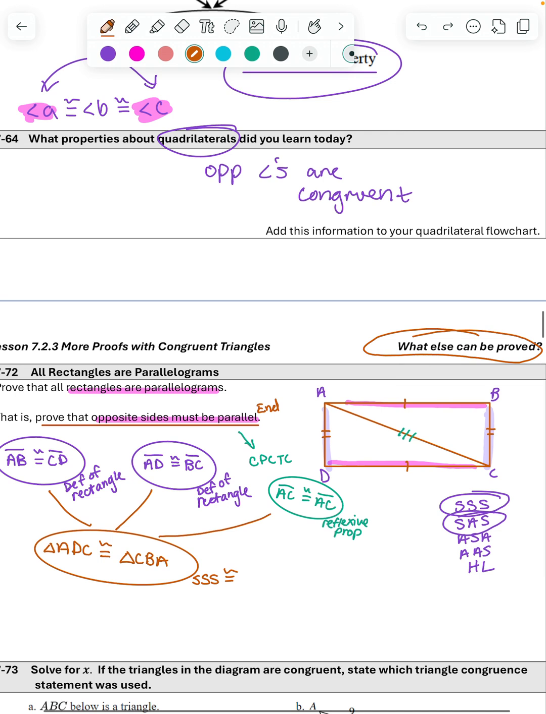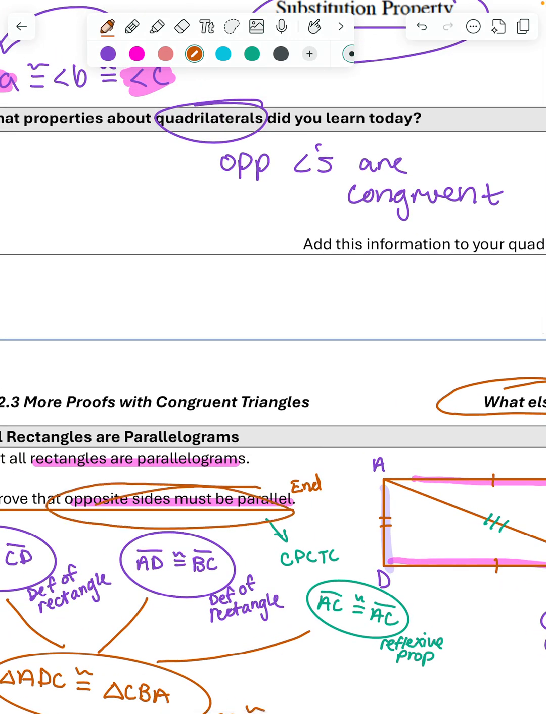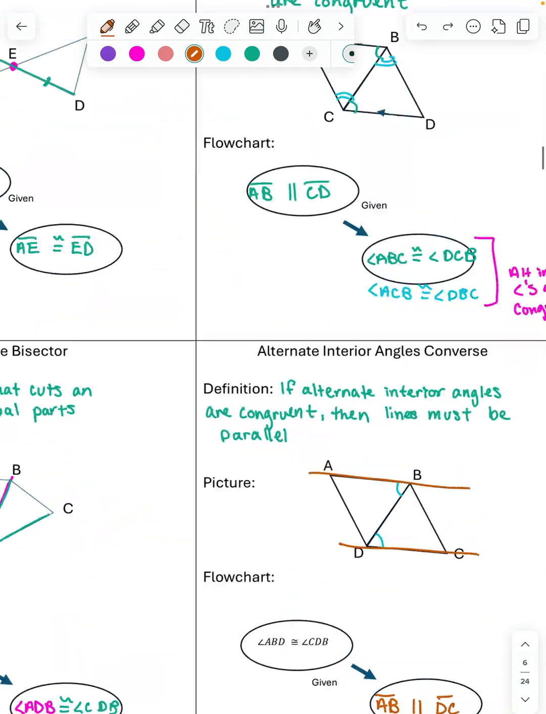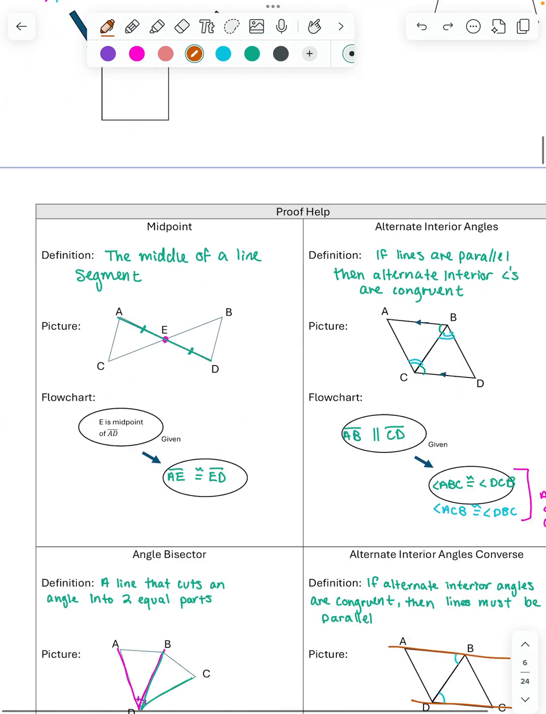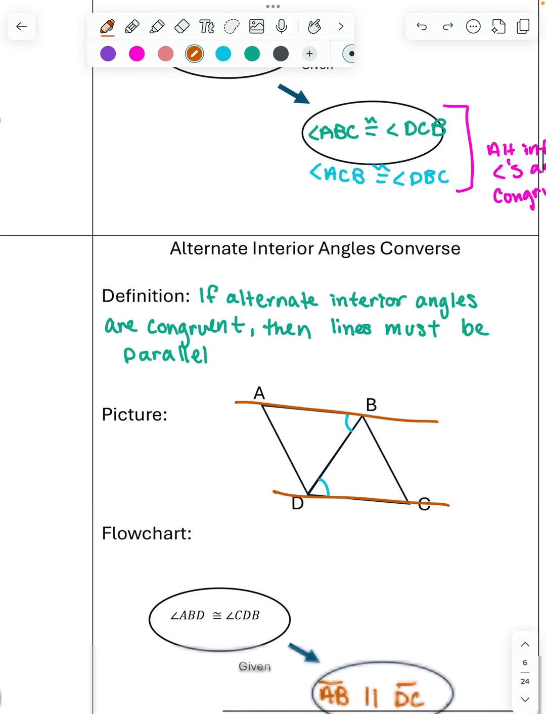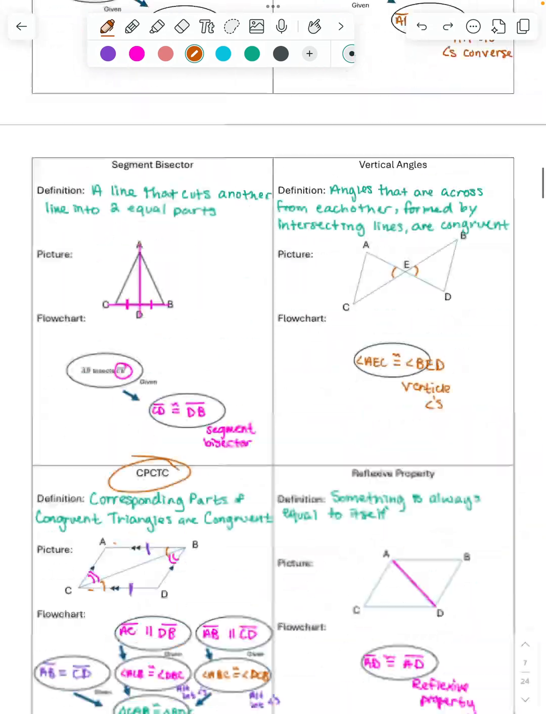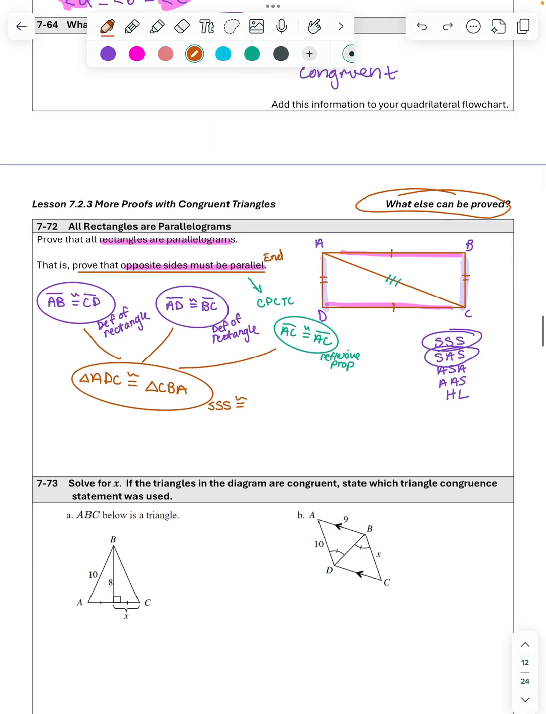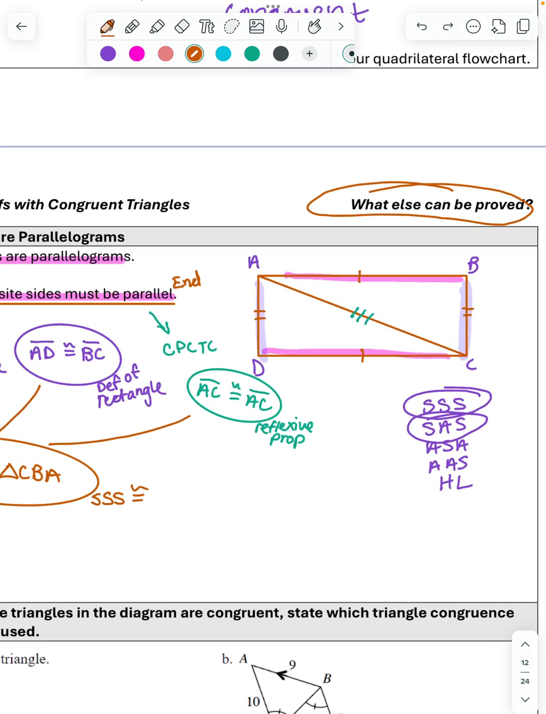Okay, so I've proved that these two triangles are congruent. However, my end goal is to prove that the opposite sides must be parallel. And when I see this, my word association with opposite sides being parallel should be that alternate interior angles are congruent. Those are the two that really go together. If we look at our proof help, if we're talking about opposite sides being parallel, we should be thinking about how alternate interior angles are congruent. That's where our mind should be leading us. So let's see if I can prove that alternate interior angles are congruent.